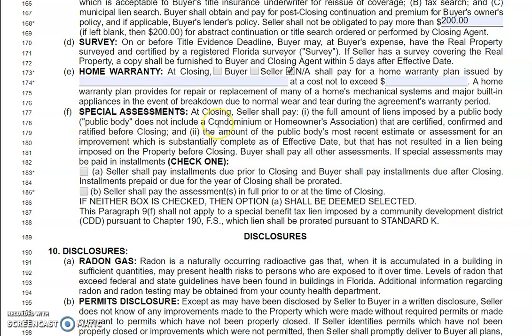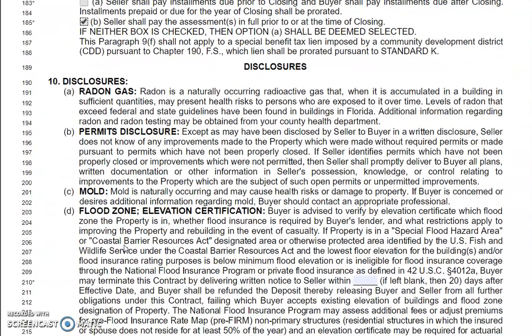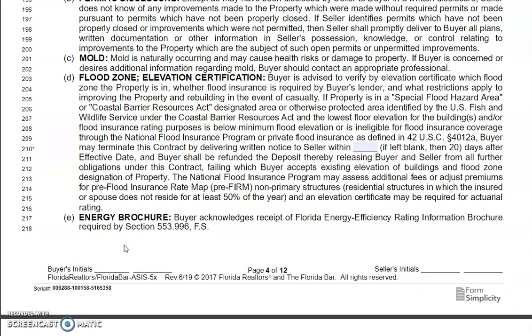Special assessment, you need to understand that those special assessments in this contract are public body assessments. That does not include condominium or homeowners association assessments. So here we put seller shall pay the assessment in full prior to or at the time of the closing. But this is not the condo assessment. This is very important because this one is going to go on the condo rider. That's where we're going to see it.